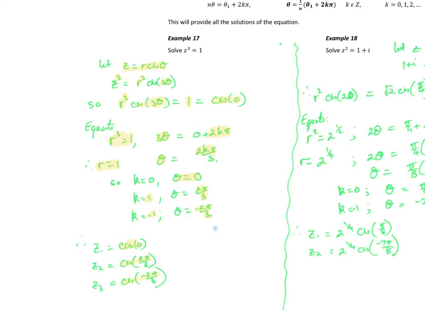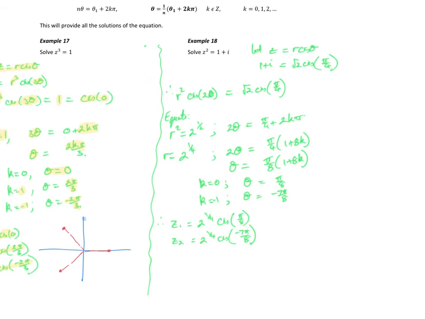Again, worth noting that if we just plot those points, cis 0 there, cis 2 pi on 3 out there, cis negative 2 pi on 3 out there, those solutions are all symmetrical, equally spaced around my unit circle. Yeah, and that's going to happen when we use de Moivre's theorem to solve.